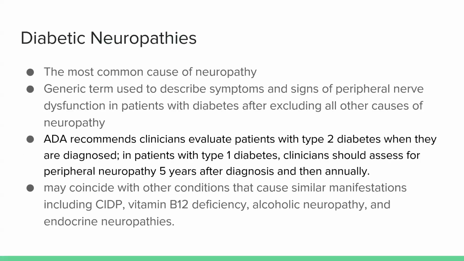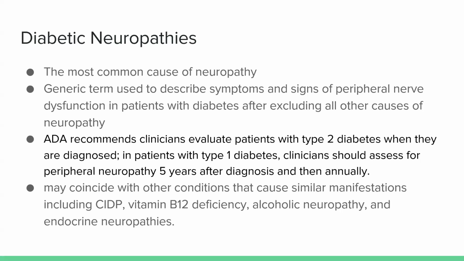Diabetic neuropathies are the most common cause of neuropathy in the world. It's a generic term to describe signs and symptoms of peripheral nerve dysfunction in patients who are diabetic after we have excluded all other causes of neuropathy. The American Diabetes Association recommends that we screen patients for peripheral neuropathy at the time of diagnosis in type 2 patients, and in type 1 patients 5 years thereafter, and then annually.